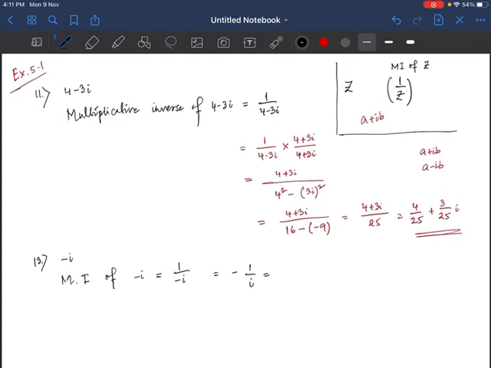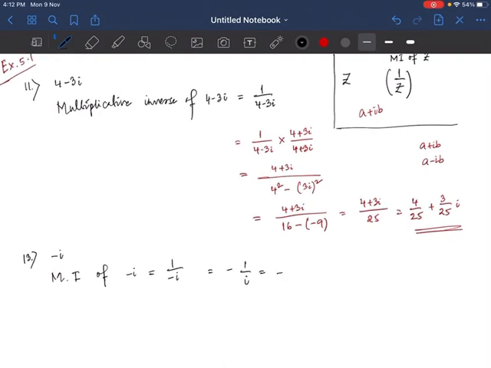Now I cannot write 1 by i. I told you the denominator has to be real. So in order to make it real, I just need to multiply i with the denominator, because once I multiply i with i, we get i square, and i square is minus 1. So I will multiply the denominator with i and the numerator with i. So the numerator becomes minus i divided by i square, and i square is minus 1. So minus minus gets cancelled, and we have i. So this is how we find the multiplicative inverse of a complex number.